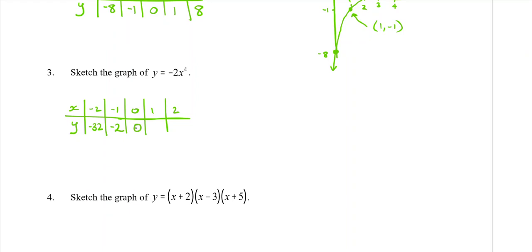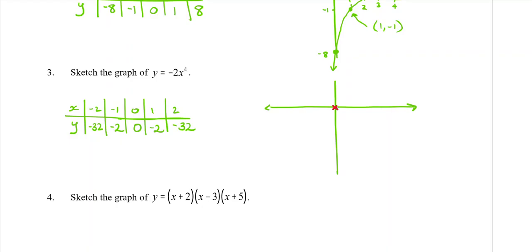Am I doing this too fast? You guys okay with this? It makes sense? All right, subbing in 1, it's negative 2 again, and subbing in 2 is negative 32. Again, that's a lot of detail. Main thing is to show where is the vertex. Okay, my vertex is at the origin here.